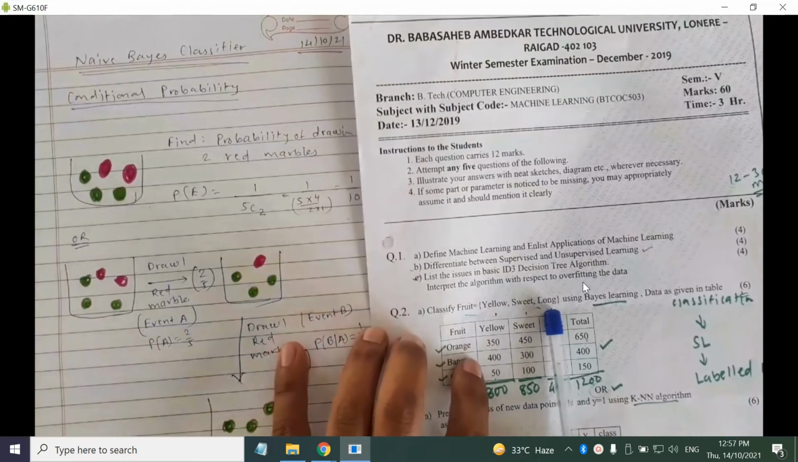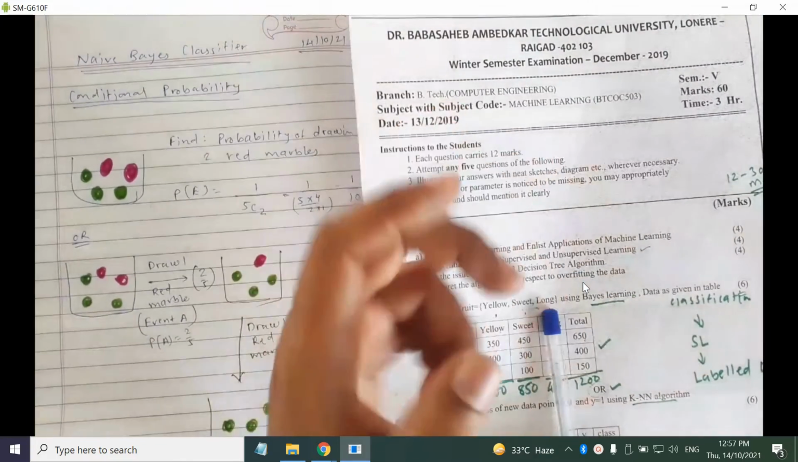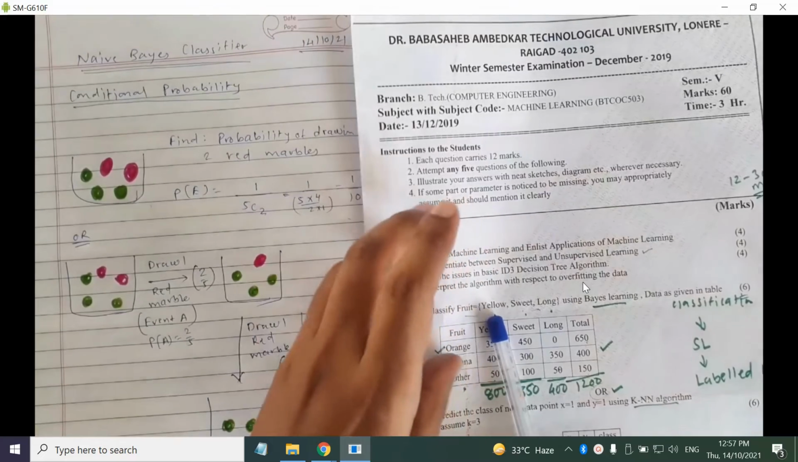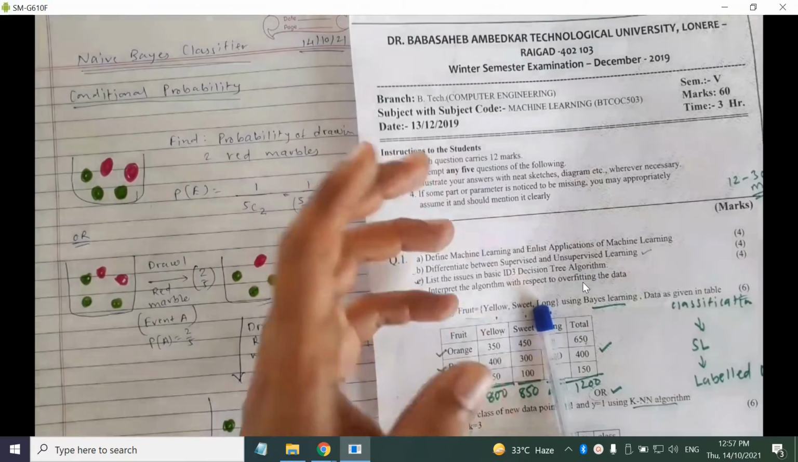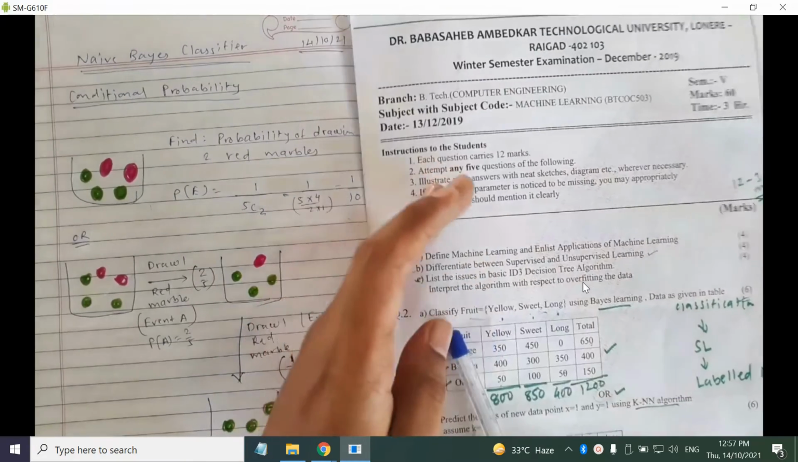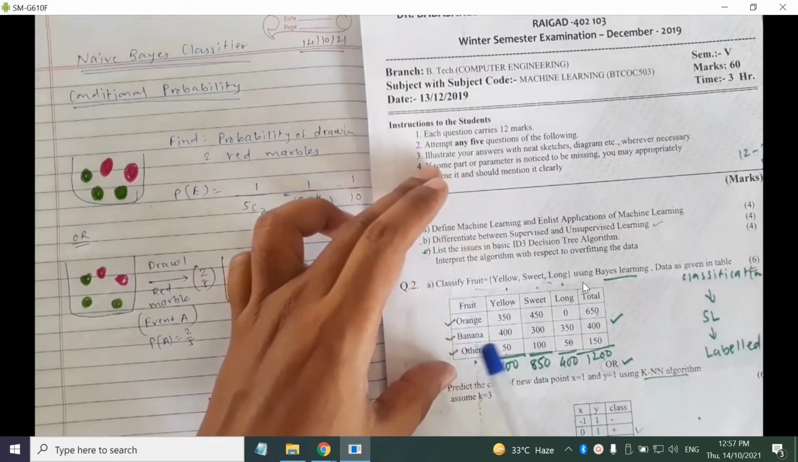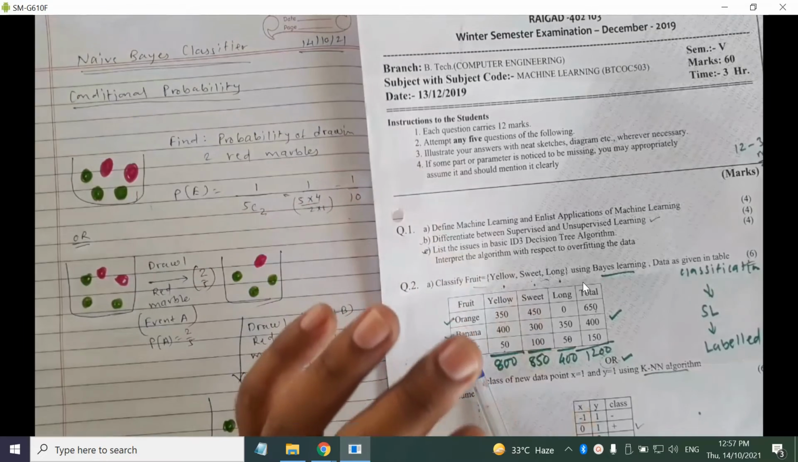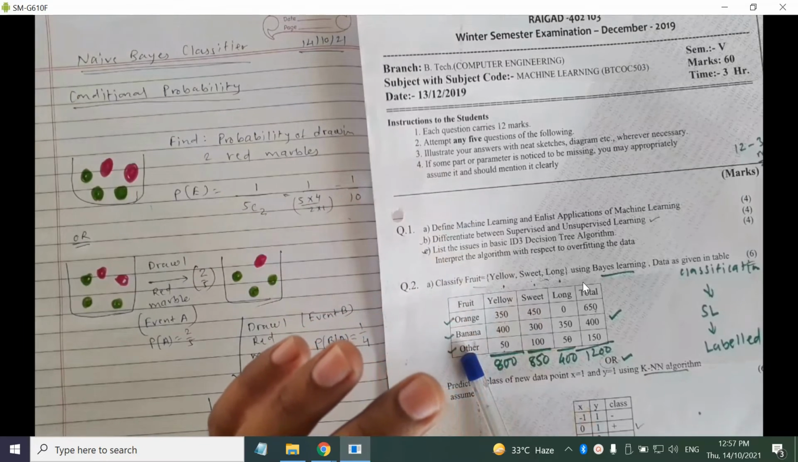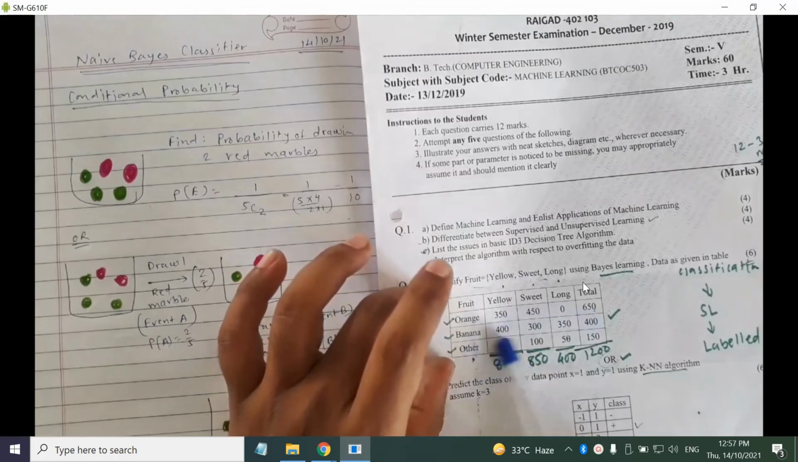Now we have one sample here. This is our fruit, right? It is yellow in color, sweet in taste, and long. Now we have to classify it. We have to tell its label. It is going to be either orange, banana, or other. Is this problem clear to you now? Yes. And few statistics are given.